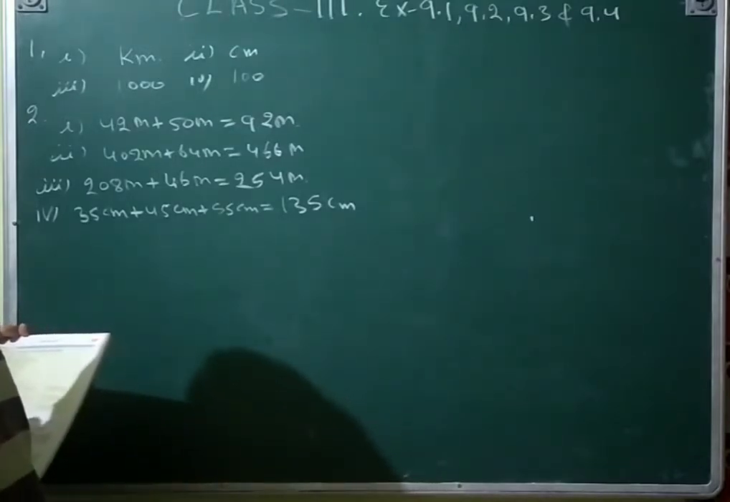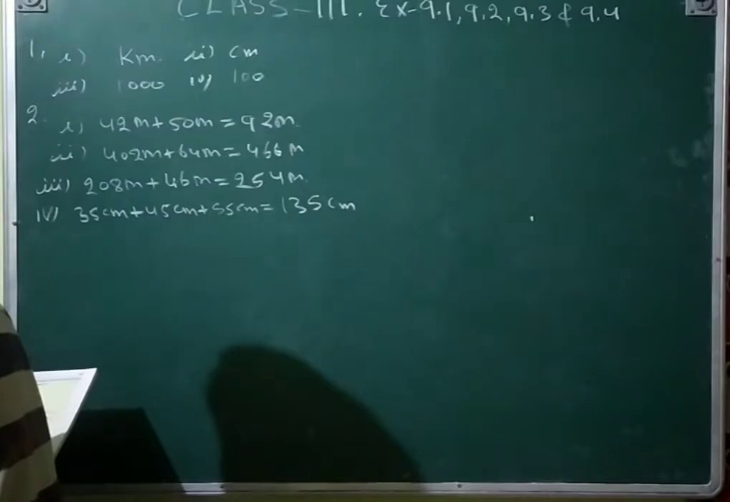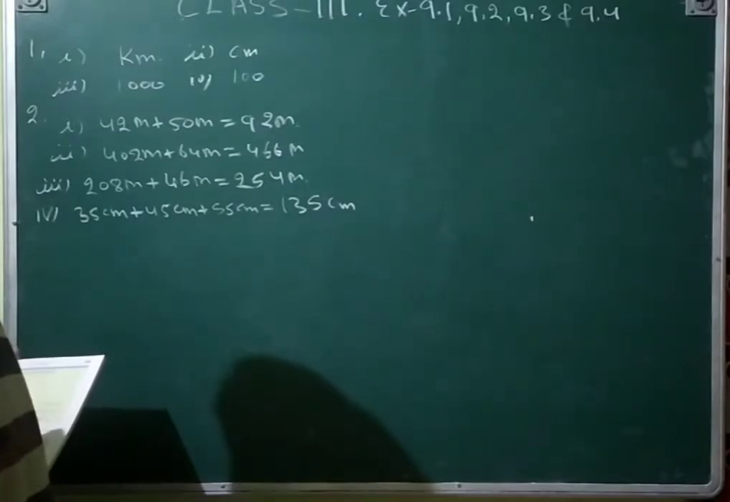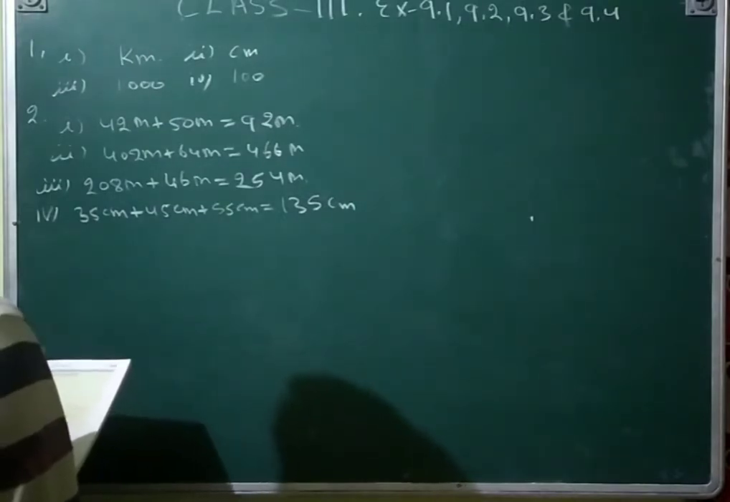And then question number 1, which unit of length is to be used to express this? Length of pencil, centimeter. Length of your book, centimeter. Distance between two cities, kilometer. Height of Qutub Minar, meter. Height of building, meter. Length of your finger, centimeter. Length of a train, meter. Height of a big tree, meter. Length of your book, centimeter. Depth of an ocean, meter or kilometer, both you can write.